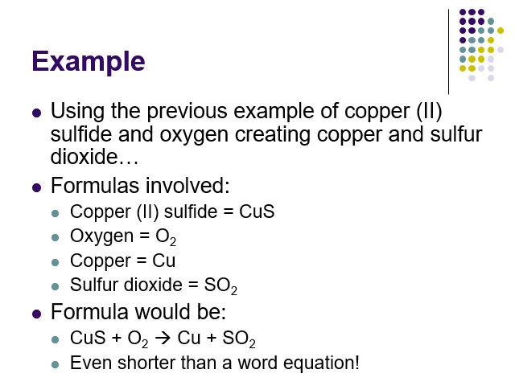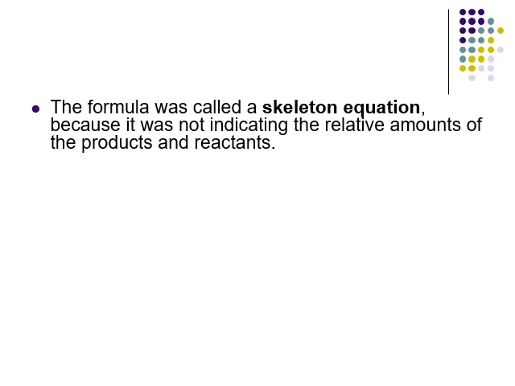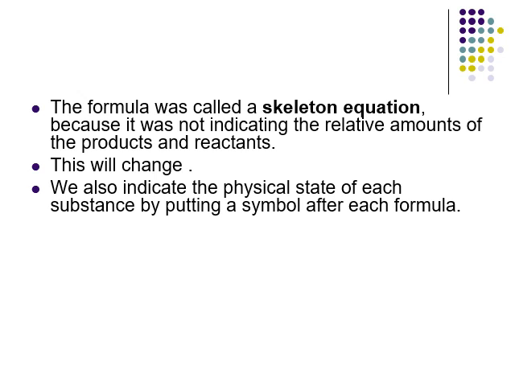And again, we like it even shorter than a word equation. Now what we just made is what's called a skeleton equation. In a skeleton equation, we're not concerned with the amounts of the products and reactants. We're just saying this is what's there. We're actually going to look at how to change this in upcoming sections. But for today, skeleton equations work pretty well. They just tell us, again, these are our reactants, these are our products in a short, concise way.